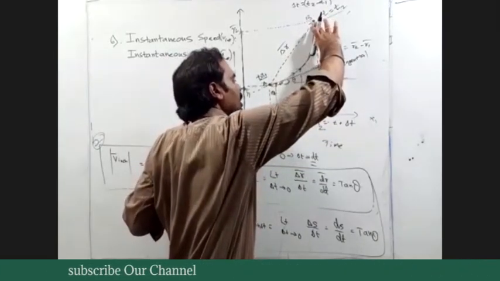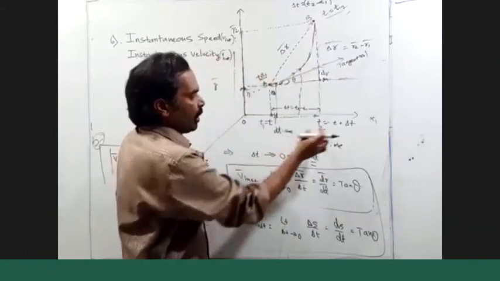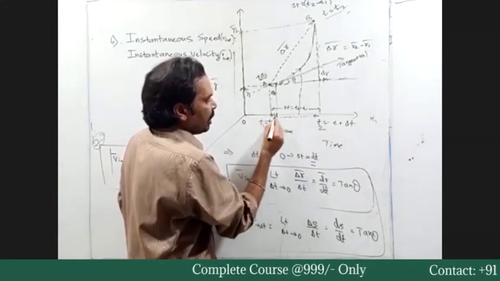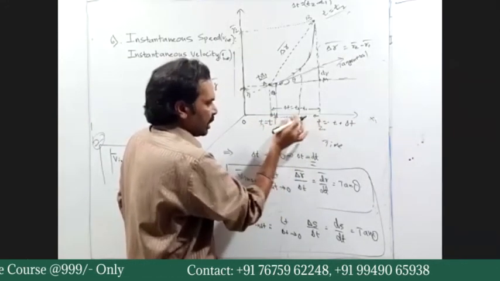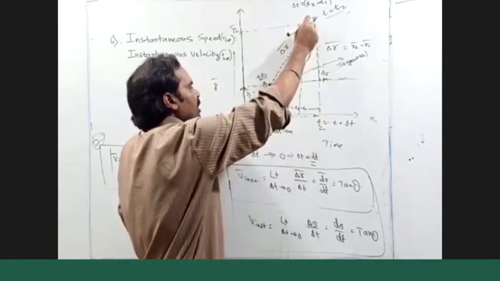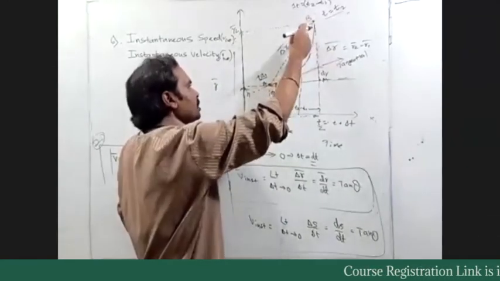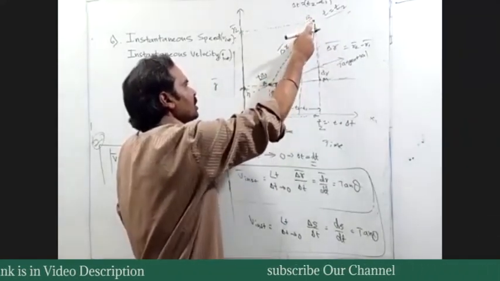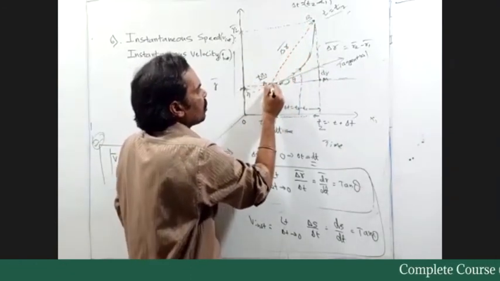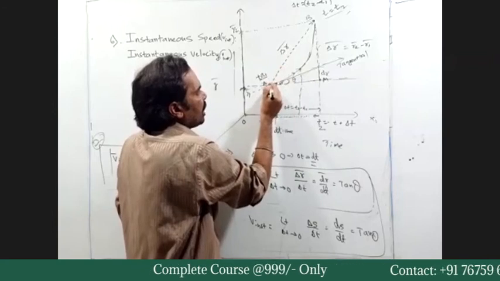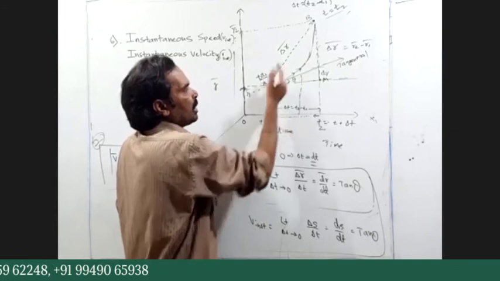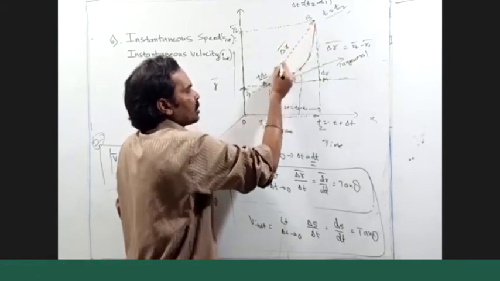This much of position it changes. But whenever this delta T you are reducing, decreasing to a very minute value, dt, this displacement, the change in position, also decreases. So the displacement dr bar is also decreasing, and it is almost at the same point only, because a very small time interval we have taken. So in this small time interval, the travelled displacement is also very less.